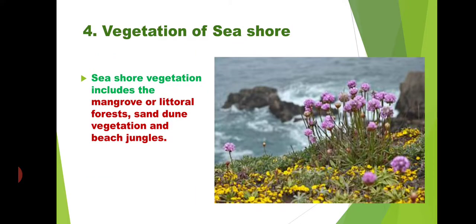So the fourth one is vegetation of seashore. Seashore vegetation includes mangrove or littoral forests, sand dune vegetation and beach jungles. There are 3 kinds of vegetational types we can expect near the seashore. What are they? Mangrove vegetation, otherwise called littoral forests, then sand dune vegetation and beach jungles. Now we can discuss one by one. What is the meaning of mangrove forest, sand dune vegetation and beach jungles?